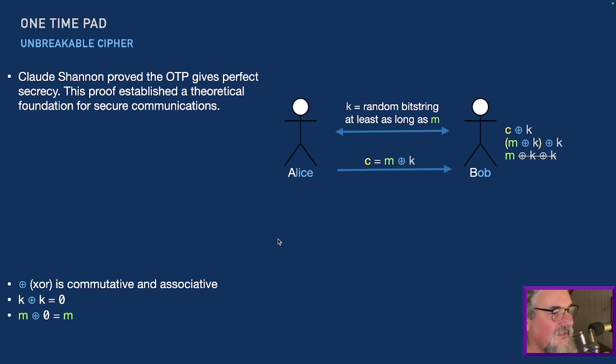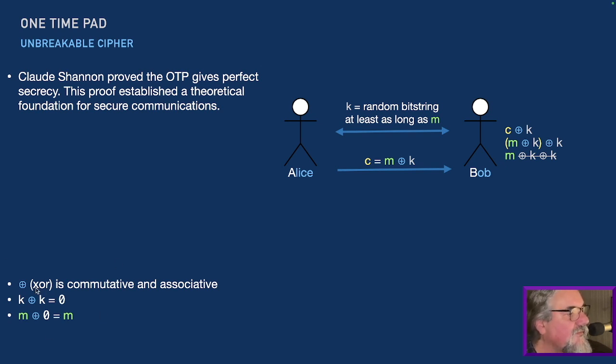All right. So you might say that we are done. Just use the one-time pad and everything is fine. But of course, that's not the case. Anyway, let's just start to look at how it works.